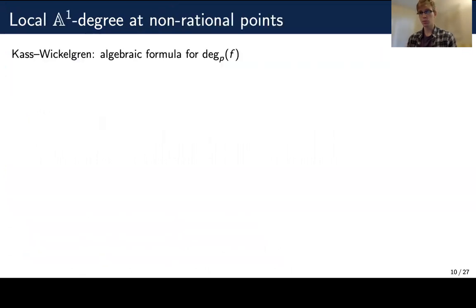So I'll now talk about some of my results in the subject. As I mentioned, Kass-Wickelgren give a formula using the work of Eisenbud, Levine, and Khimshashvili for the local A1 degree at a point, but there are some restrictions on this result. When you're computing this local degree, the point at which you're working either needs to be defined over the base field K, or your function needs to be tall at this point. But there are a lot more functions and types of points out there. There are non-rational points that we're interested in. And so we'd like to have a more general way of computing this local degree.